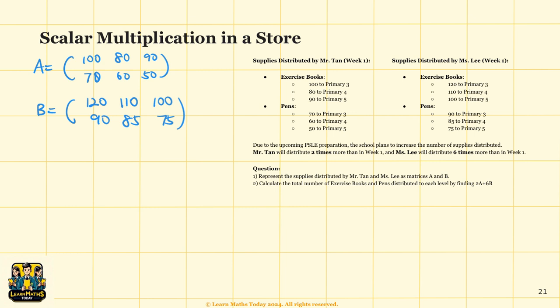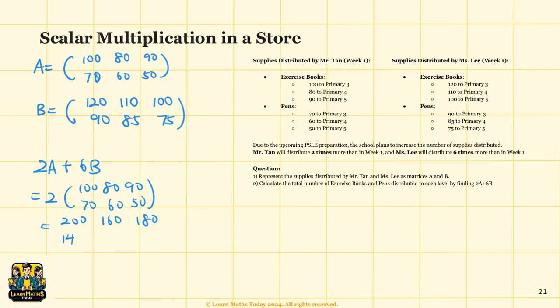Calculate the total number of exercise books and pens distributed to each level by finding 2A plus 6B. So this is also pretty easy. You just have to find 2A plus 6B, right? So what's 2A? 2A is just 2 multiplied by the matrix above. So for every element, you just have to multiply by 2. And so you get 200, because 200 is 100 multiplied by 2, 160, 180, and for the second row, you have 140, 120, and then 100.